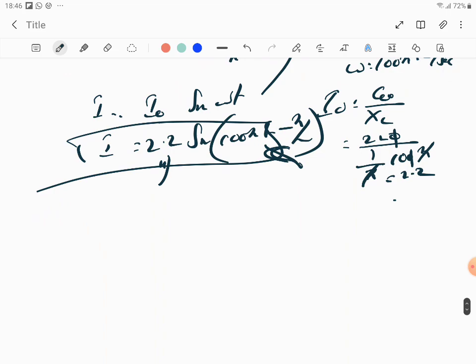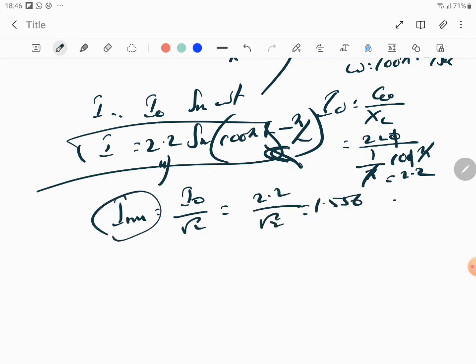What will be the ammeter reading they have asked? Ammeter reads only the IRMS value. An AC ammeter will read only the IRMS value, which is I naught by root 2. I naught is 2.2 by root 2, therefore 1.556. So just get to know that an ammeter always reads the IRMS value.